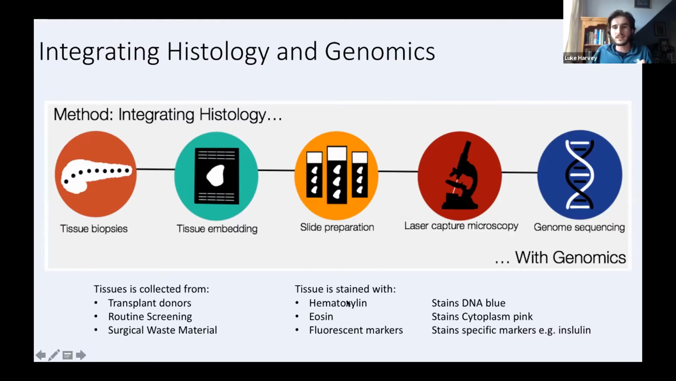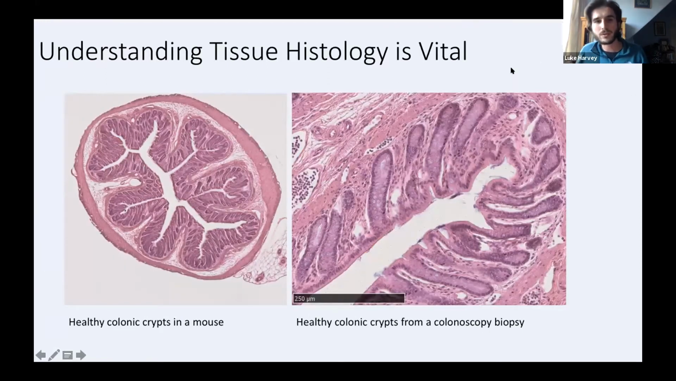Then we stain these cells with hematoxylin so that we can see the DNA, eosin so that we can see the proteins in the cytoplasm, and fluorescent markers so that we can see specific genes and specific cell types. What I'll focus my talk on for the rest now is this process we've developed called laser capture microscopy. What we see down the microscope after we do this staining process is what you see on the screen in front of you.